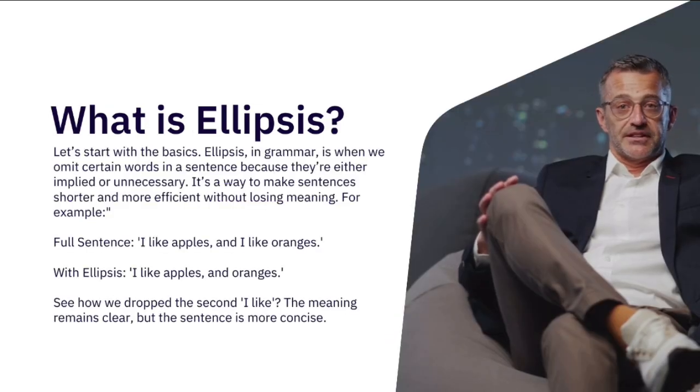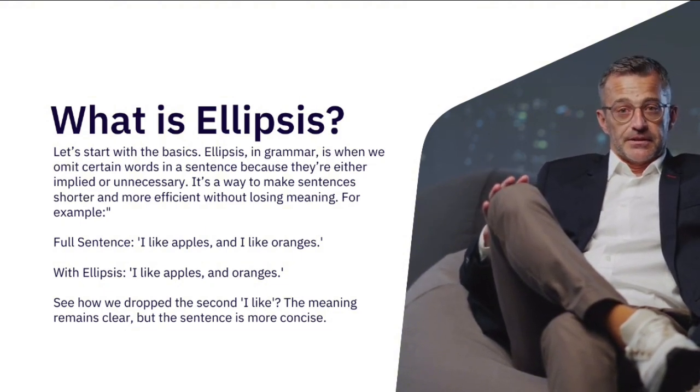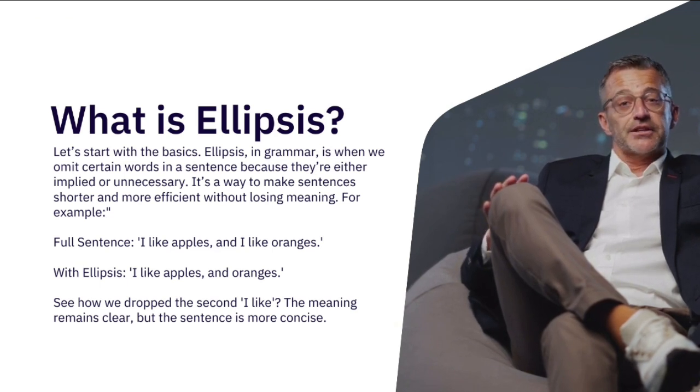Let's start with the basics. Ellipsis, in grammar, is when we omit certain words in a sentence because they're either implied or unnecessary. It's a way to make sentences shorter and more efficient without losing meaning.